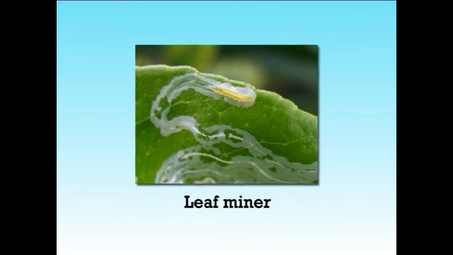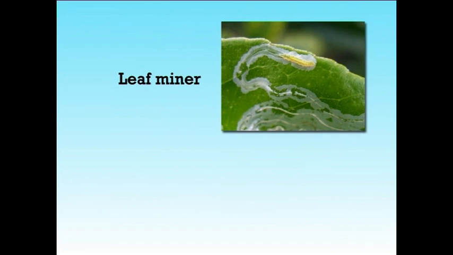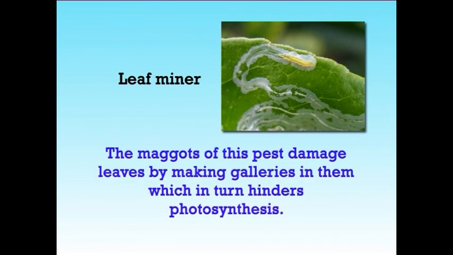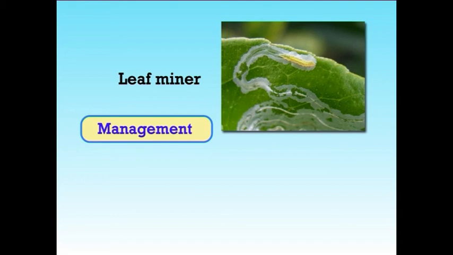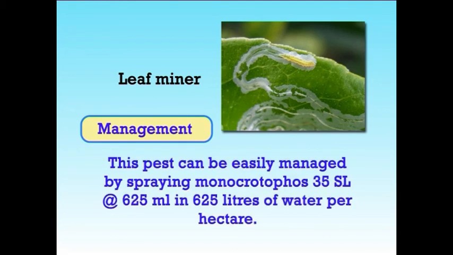Leaf miner. The maggots of this pest damage leaves by making galleries in them, which in turn hinders the photosynthesis process. Let's see the management part. This pest can be easily managed by spraying monocrotophos 35 SL at the rate of 625 ml in 625 liters of water per hectare.